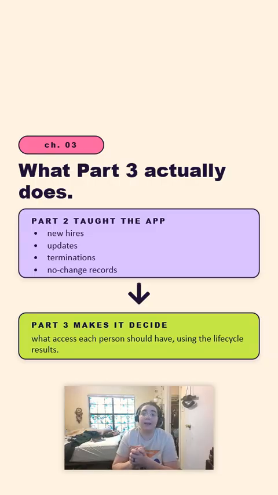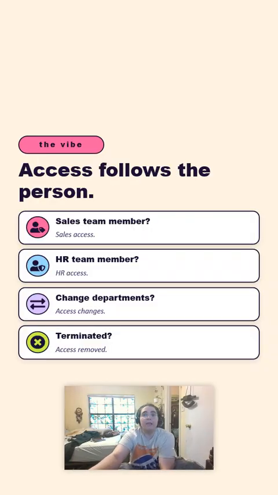So, what does that actually look like in practice? Well, it comes down to one really simple principle. The principle is that access follows the person. If someone is in sales, they get sales tools. If they move to HR, the sales tools go away and the HR tools come in. If they leave the company, everything goes away at once with no exceptions.